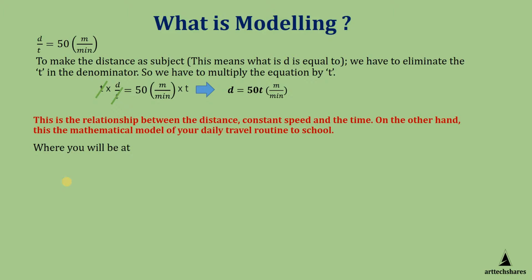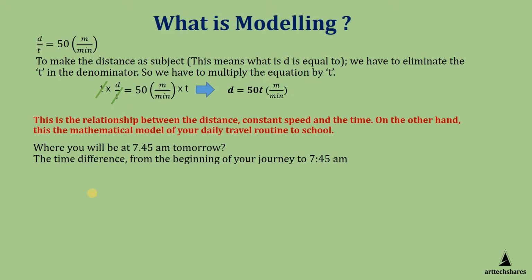So the time difference from the beginning of your journey to 7:45 a.m. would be t is equal to 7:45 minus 7:30. So there is 15 minutes. I hope you understand how to calculate time related calculation. So substituting this 15 minutes into the formula, we will get 50 times 15, and minute will be cancelled, and is equal to 750 meters.